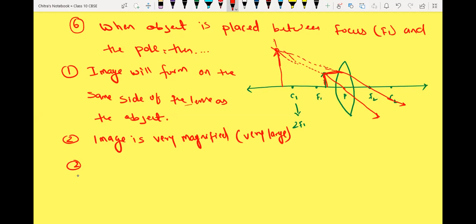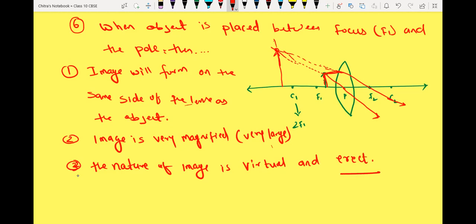Number three, the nature of the image is virtual and erect. Erect means upright, upside up and downside down as the object. So it is virtual and erect. Okay, so this is the ray diagram for all the positions in case of the convex lens. Take a screenshot for that.